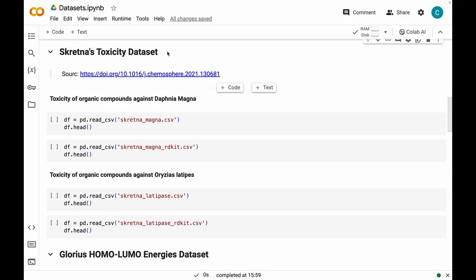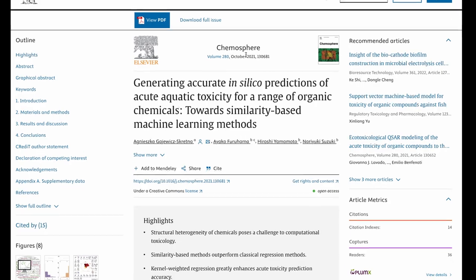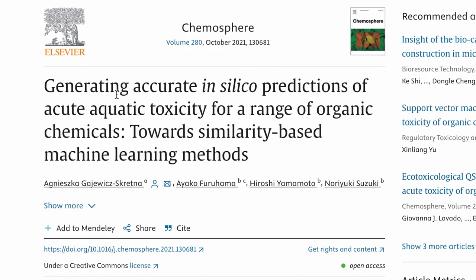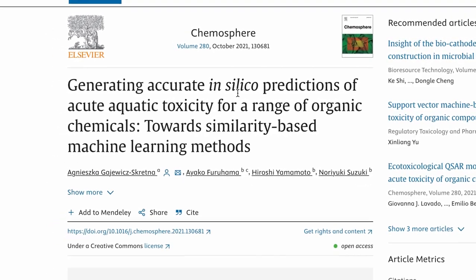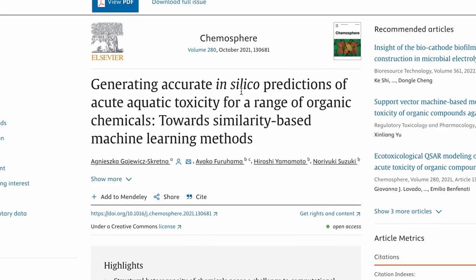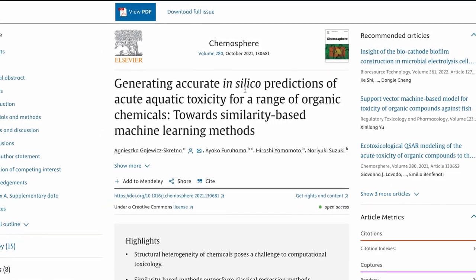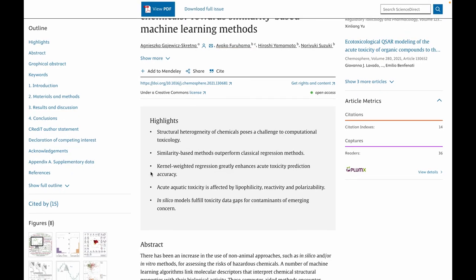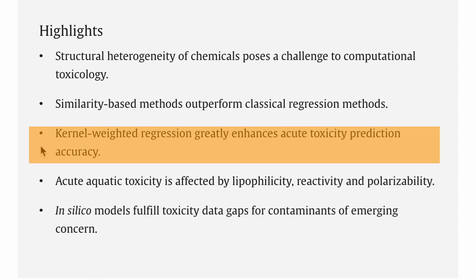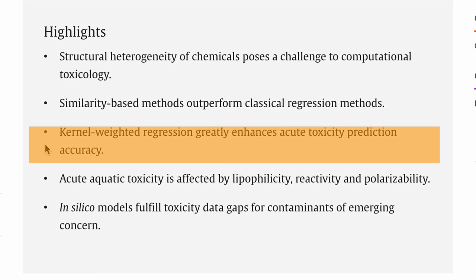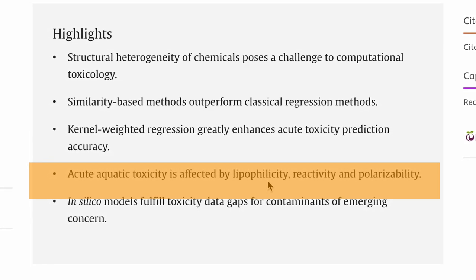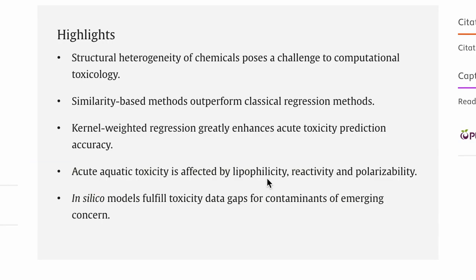For more information about the dataset, we can go to their seminal publication. The paper was published in Chemosphere in the year 2021 by Skretna and co-workers with the title Generating Accurate In Silico Predictions of Acute Aquatic Toxicity for a Range of Organic Chemicals Towards Similarity-Based Machine Learning Methods. Now the highlight of this paper is that they have used kernel-weighted regression to build a machine learning model. And they have found out that aquatic toxicity is affected mainly by lipophilicity, reactivity, and polarizability of the compounds.